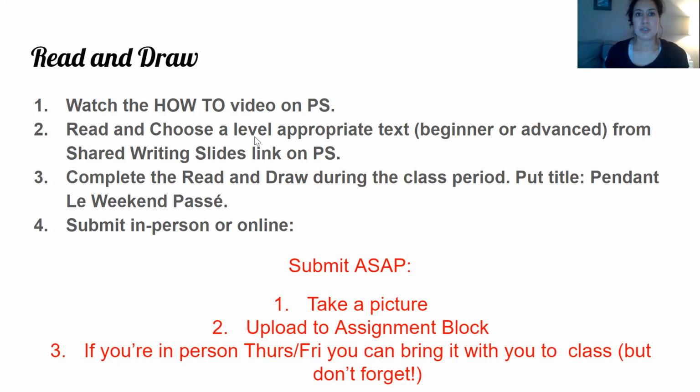You're going to read and choose a level appropriate text. So like I've said, this should be intermediate or advanced. From the slides, complete the activity during this class period, so it shouldn't take you more than 50 minutes.